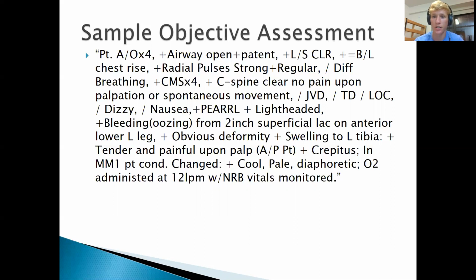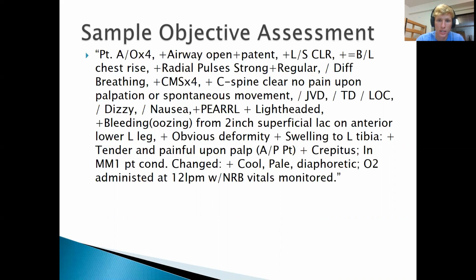Negative jugular vein distension, negative tracheal deviation, negative loss of consciousness, negative dizziness, negative nausea, positive pupils equal and reactive to light, positive lightheadedness, positive bleeding, oozing from 2-inch superficial laceration on anterior lower left leg, positive obvious deformity, positive swelling to lower tibia, positive tenderness left tibia, positive tenderness and pain upon palpation as per patient, positive crepitus. In MM1, patient condition changed, cool, pale, and diaphoretic. O2 administered at 12 liters per minute with non-rebreather, vital signs monitored.